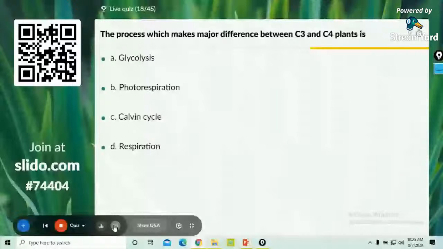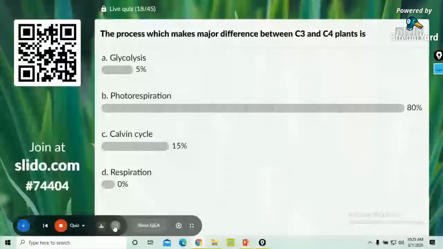The process which makes a difference between C3 and C4 plants is glycolysis, photorespiration, Calvin cycle, respiration. 80% with photorespiration, that is the correct answer for the question.